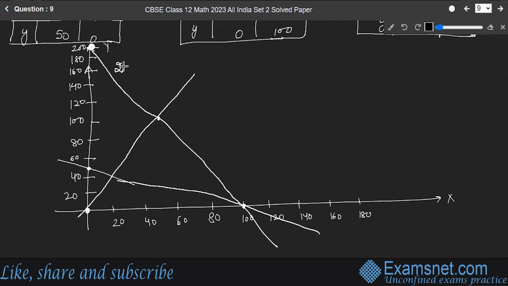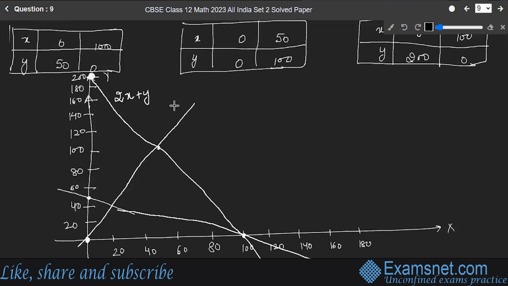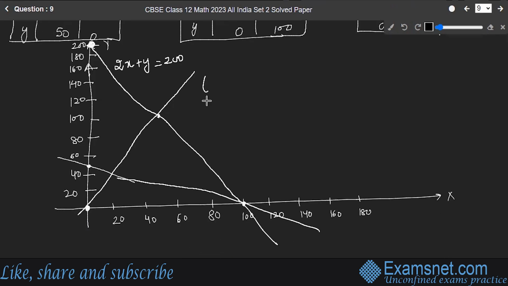Okay, now let's write down the lines which I'm talking about here. This is 2x plus y is equal to 200. And this line was 2x minus y is equal to 0. Correct. And this one was x plus 2y is equal to 100. Okay, now I hope you got till here.